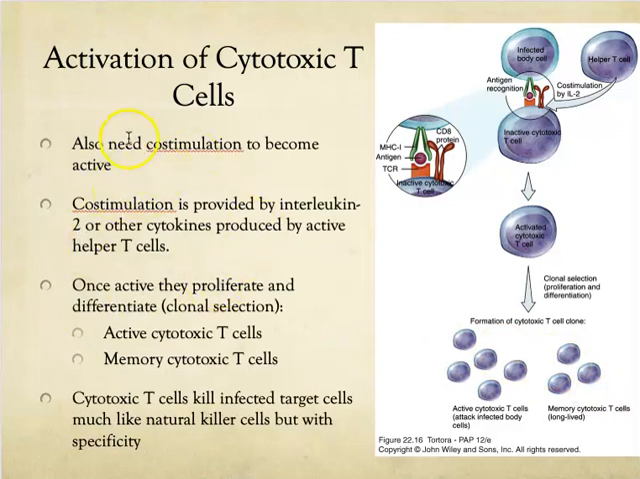Okay, so this is just what I mentioned. So it needs the co-stimulation to become active, as well as to kill off the infected cells, as well as form the active versions, as well as memory versions. And each one of these cytotoxic T cells can go on and kill multiple infected cells.